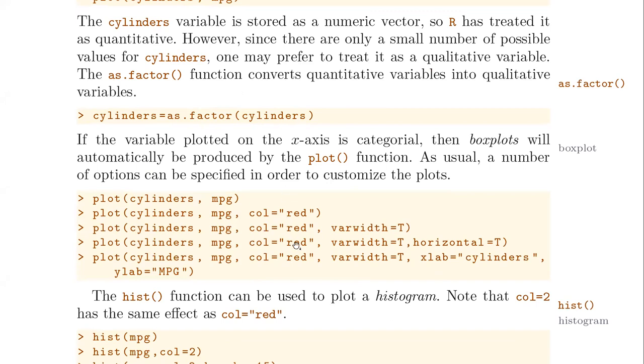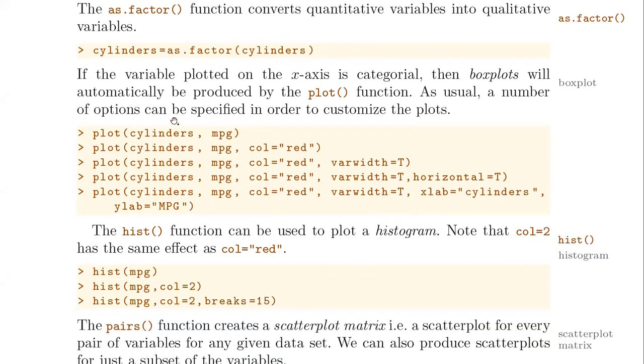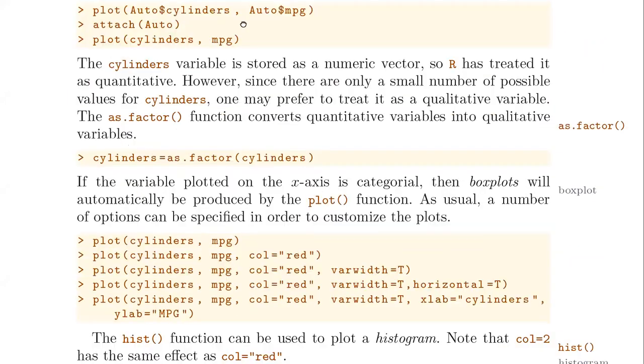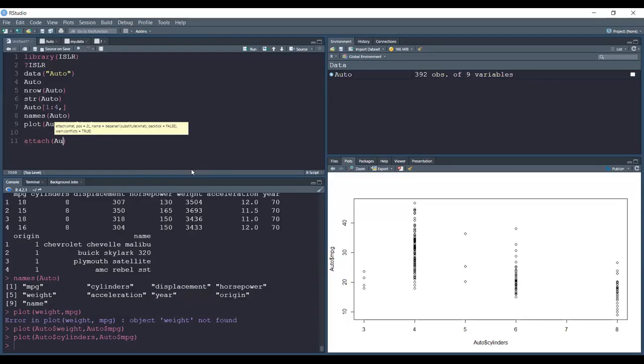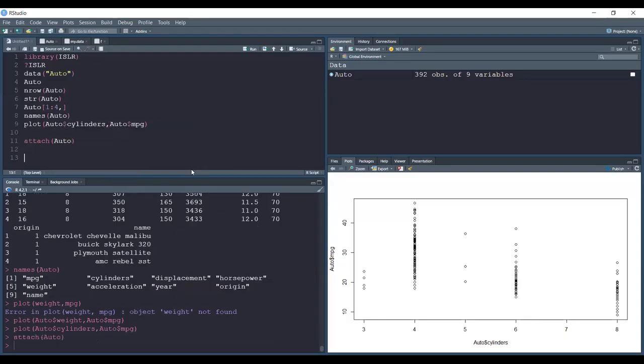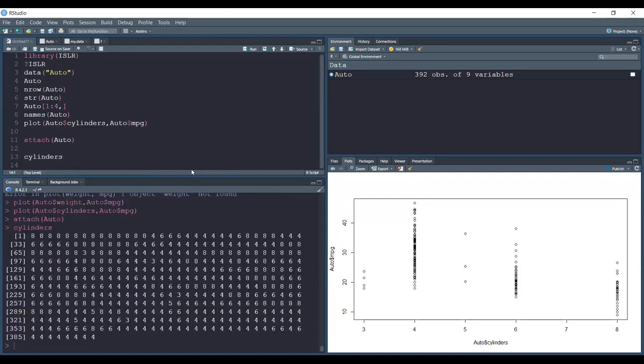Now, all the written code, I think, is assuming that we've attached. So we'll probably attach as well. Yeah, let's do it right now. Attach. And now this means that if I type cylinders, R knows that it needs to look into auto. So we now have, in the console, it's displaying each data value for the cylinders data.